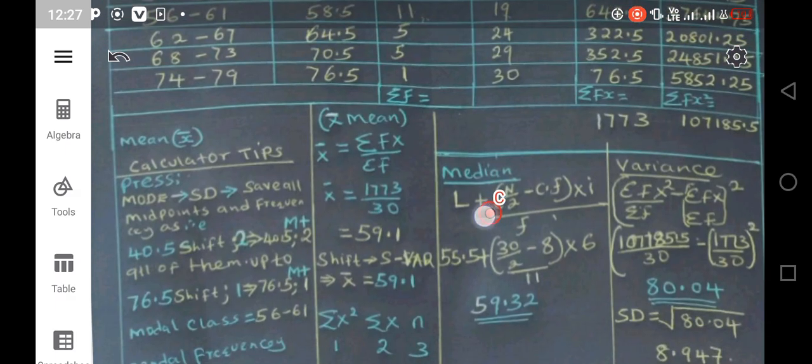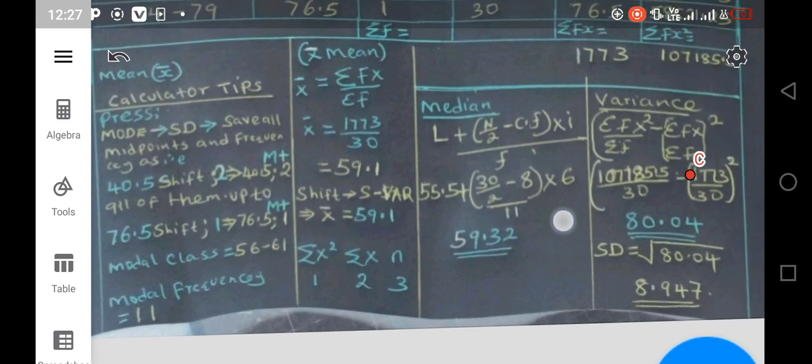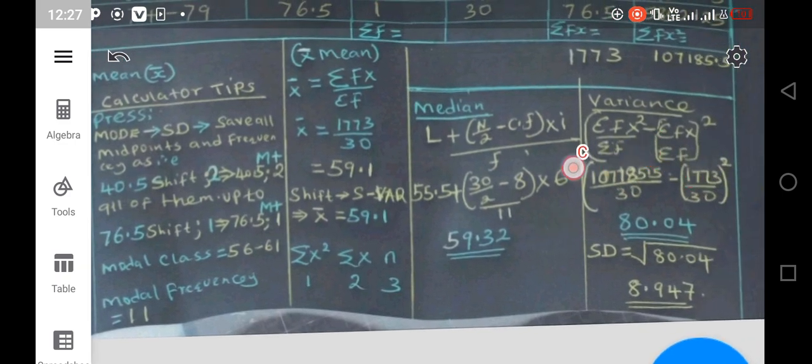So you can come there on your calculator and press shift, S-VAR, you select the first one, mean, number 1, and you can see the answer is 59.1. You can also come to variance. You go to shift S-VAR, and then we have number 2. You can see the variance. So whenever you want to find the standard deviation, just find the square root of this variance.